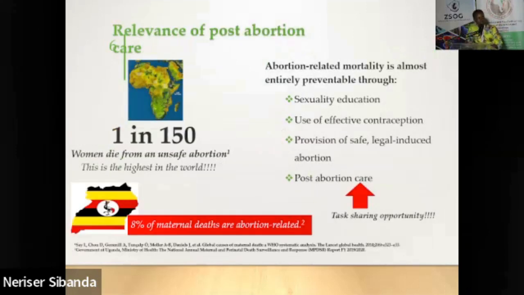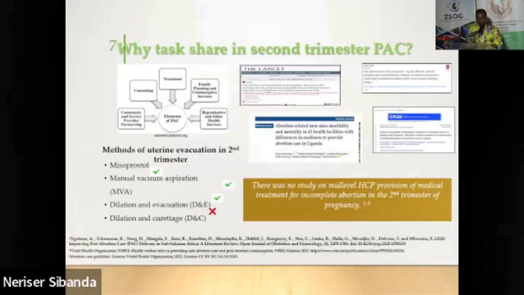So what's the relevance of post-abortion care? We see that in sub-Saharan Africa, 1 out of every 150 women with unsafe abortion actually die from these complications, and this is the highest in the world. When we come to Uganda, which is in the East African region, according to the NPDSL report that was released 2019-2020, 8% of the maternal deaths are actually abortion-related. However, we know that abortion-related mortality is almost entirely preventable.